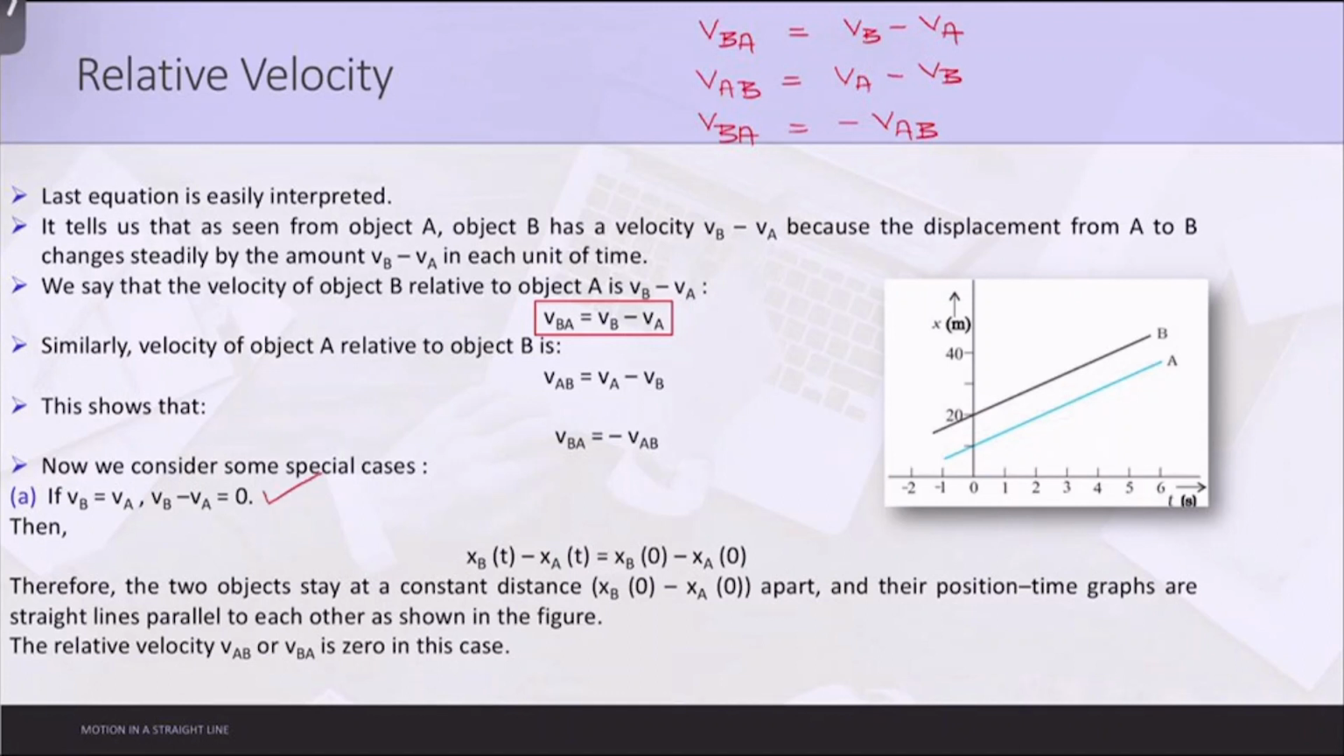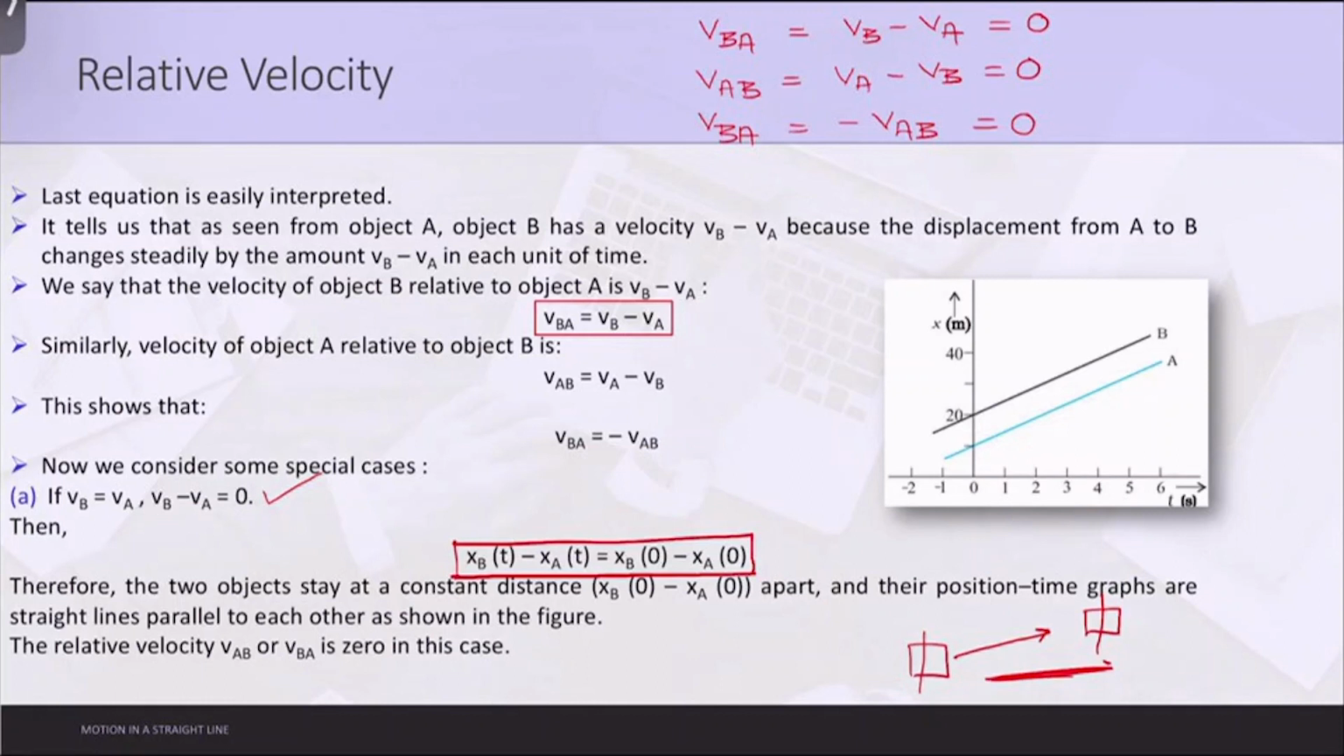So what happens when VB is equal to VA? The first thing is also 0, the second thing is also 0, this is also 0. Then the xb of t at any time t, the displacement is always same. So let us say the first car was here at time t, the second car was here at some time t. If we are viewing it, relatively what you will see is that the displacement is always the same. That means where it was initially, we will find it to be initial at some time t which is greater than 0.